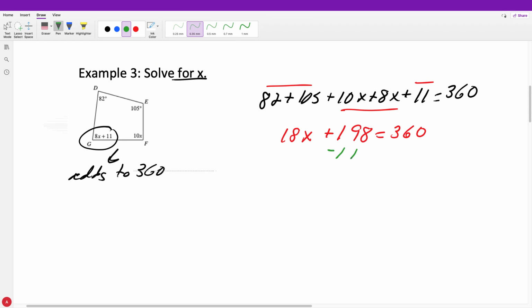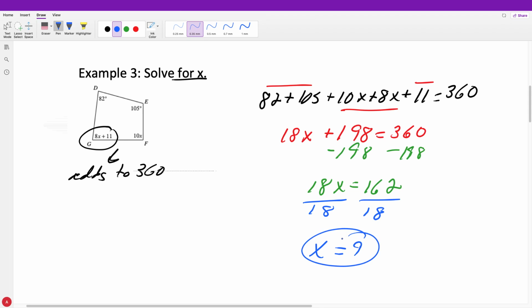So we subtract 198 from each side, and 18x is then equal to 162. And now we're going to divide each side by 18, and x is equal to 9. All right, that is our final answer for this question, and that's the last thing that we're doing in this video.